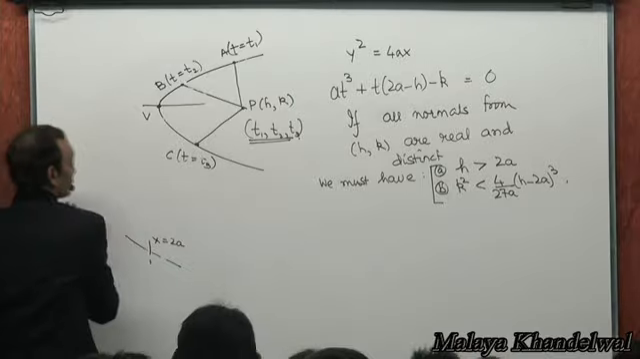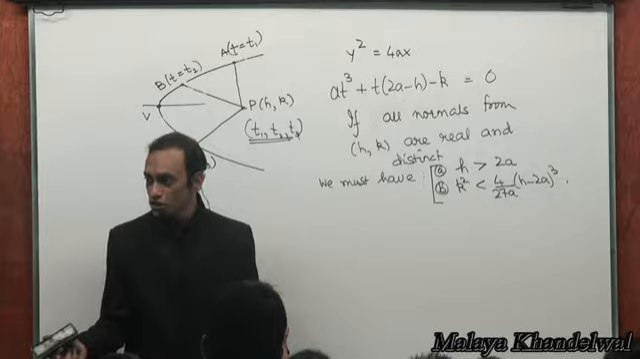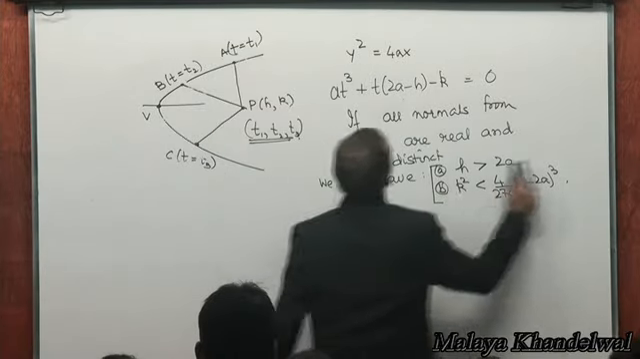In condition to have three real and distinct normals, what should be H and K? They are the point from where the normals are drawn to the parabola, right?